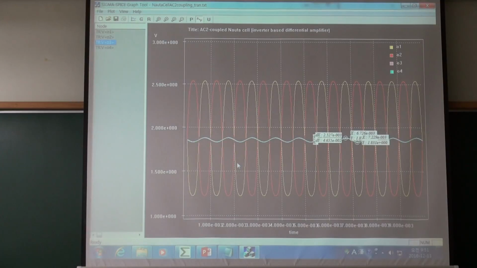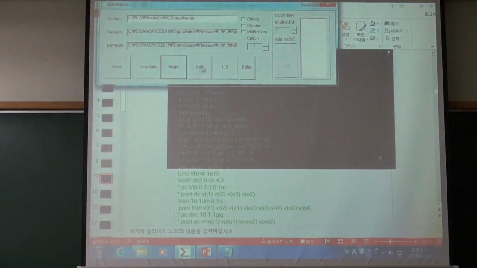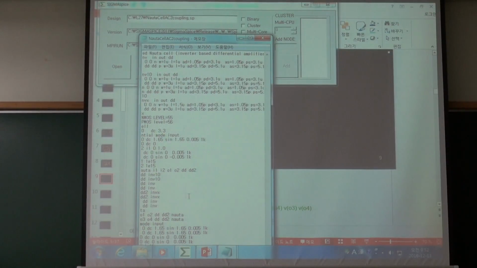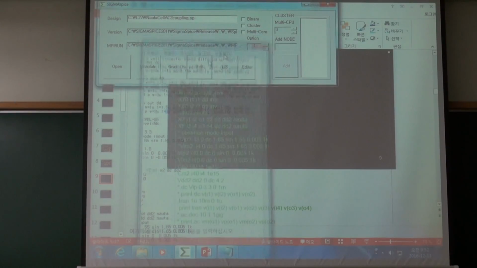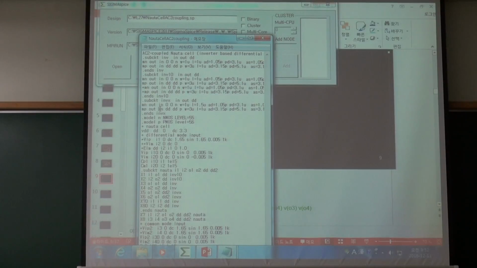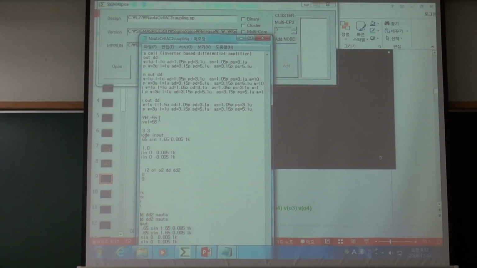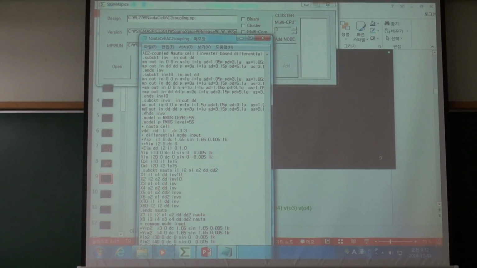See, the nota cell does not reduce common mode voltage, right? It just amplifies differential mode voltage. Let's change. So here I have a pretty large voltage gain. See, let's change this VDD2. Where is my VDD2? How come I have something like that? Strange behavior.